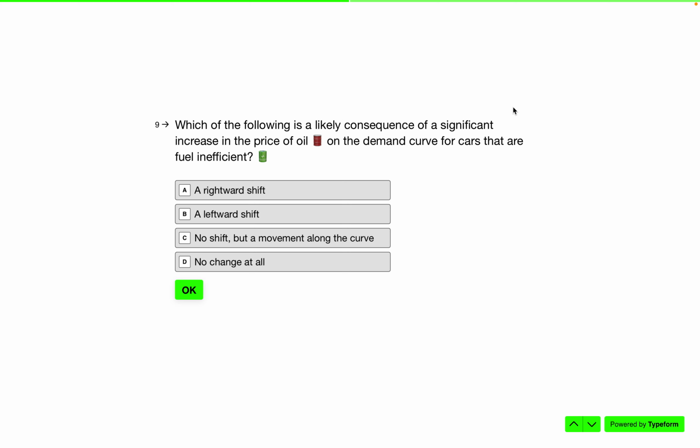Which of the following is a likely consequence of a significant increase in the price of oil on the demand curve for cars that are fuel inefficient? Okay, so if the price of oil goes up, what happens to the demand curve for cars that are fuel inefficient? Well, if you're fuel inefficient, you're already having a hard time saving money from your use of fuel. And so if the price of oil and presumably the price of gasoline or petrol becomes more expensive, that's going to hurt those fuel inefficient car owners more. And so we would say the demand would shift inwards or shift left.